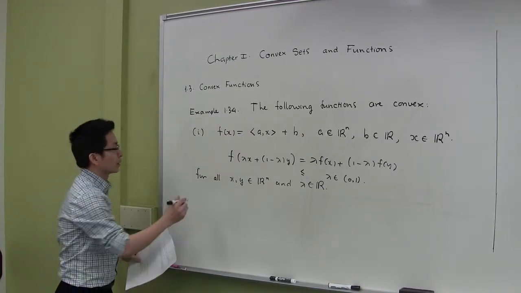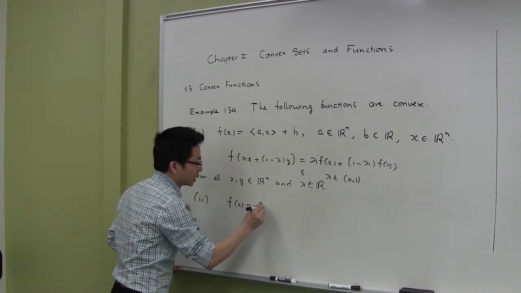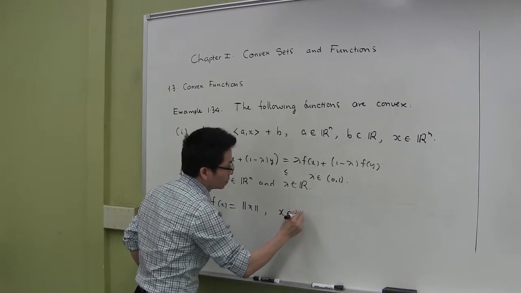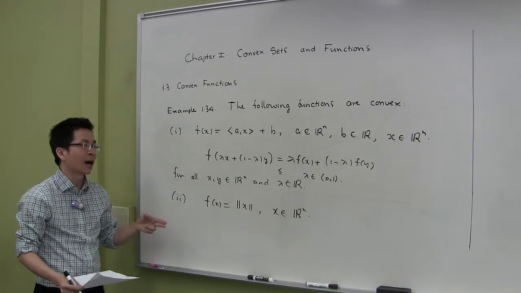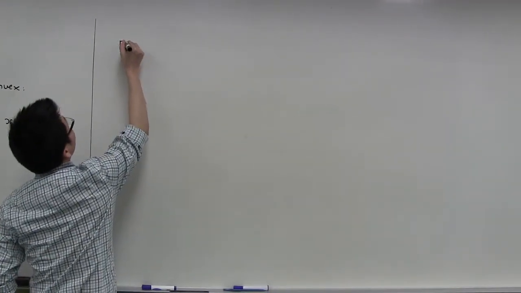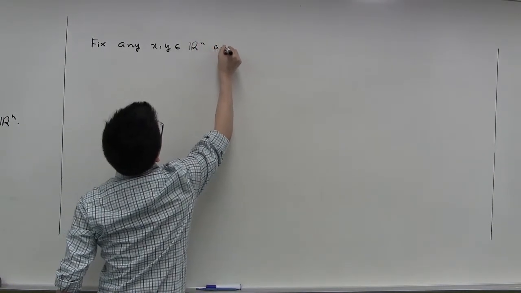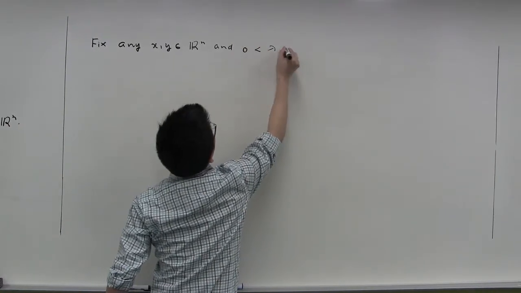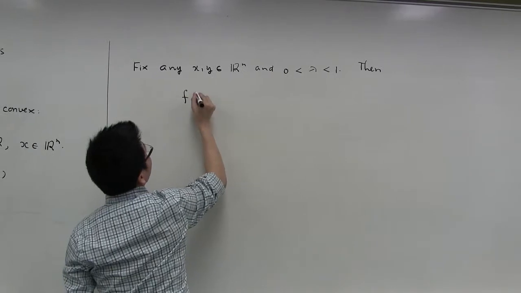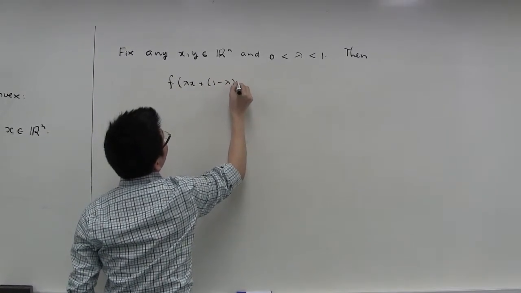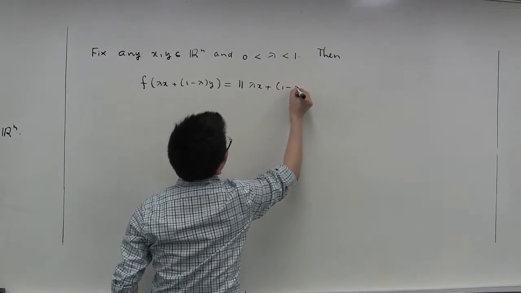Okay. Now, the second example is f of x is equal to the norm of x, where x belongs to Rn. Let me go ahead and show that this function is convex on Rn. So we fix any x and y in Rn and lambda in the open interval 0, 1. Then f of lambda x plus 1 minus lambda y is equal to the norm of lambda x plus 1 minus lambda y.